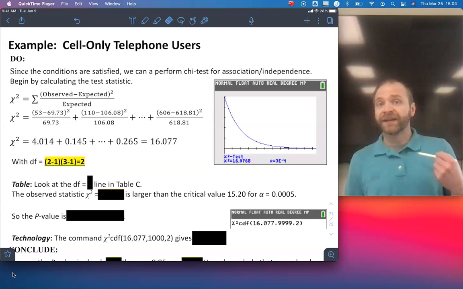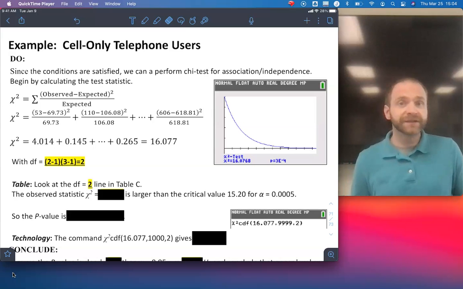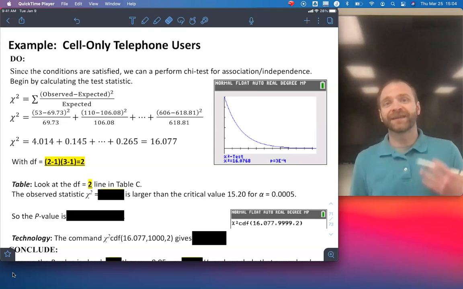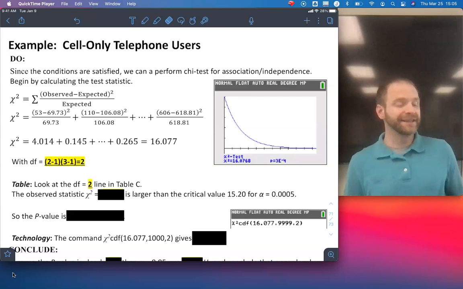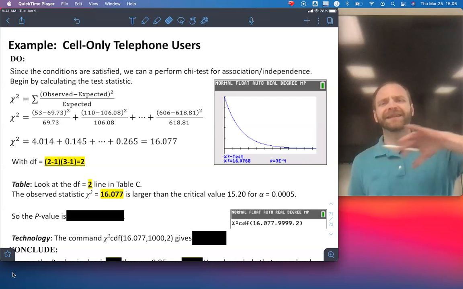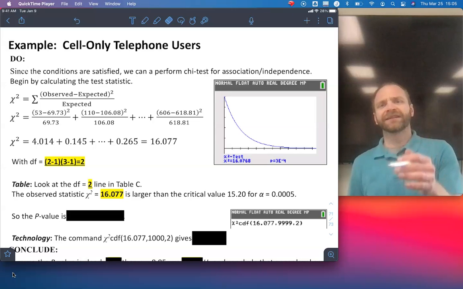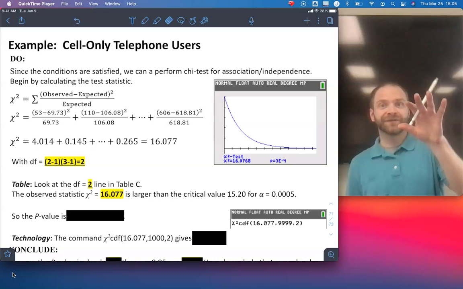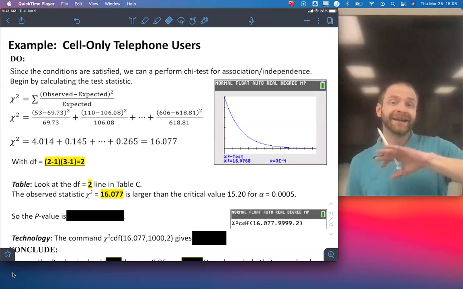Now I can use table C. I can go to the row that is assigned to degrees of freedom of 2. And I could try and find where 16.077 falls. But my opinion is if we're using the calculator to do the expected values for us, you might as well just finish it with the test and get the values. In that case, I can look across and see that it's way beyond the 15.20. If you were to look at table C, that 15.20 is the largest critical value. So we're beyond that number there.